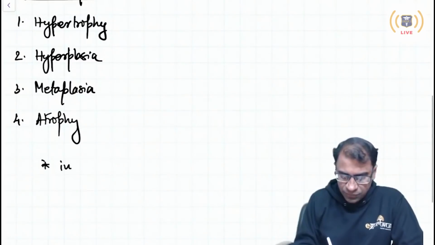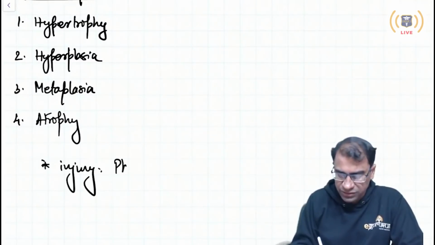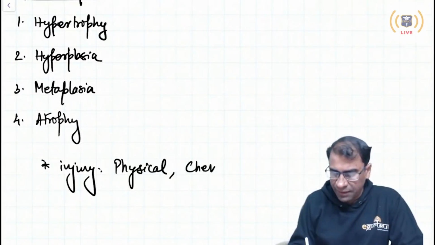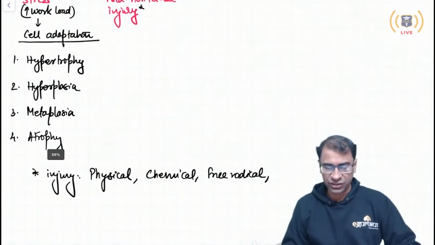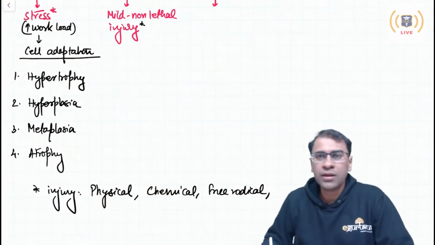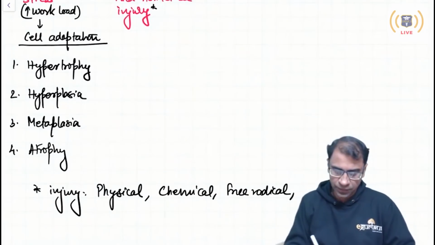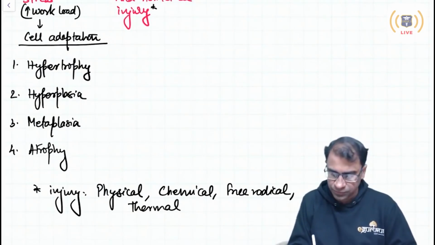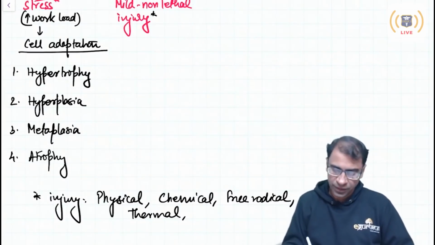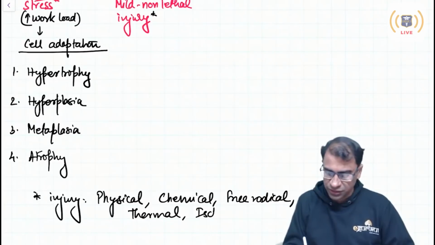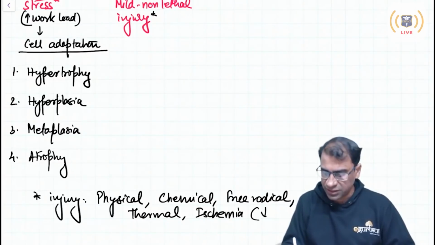The injury here can be a physical injury, a chemical injury, a free radical injury, a thermal injury. It can be an ischemic injury. You know what ischemia is? Just write in bracket, it is decreased blood supply.